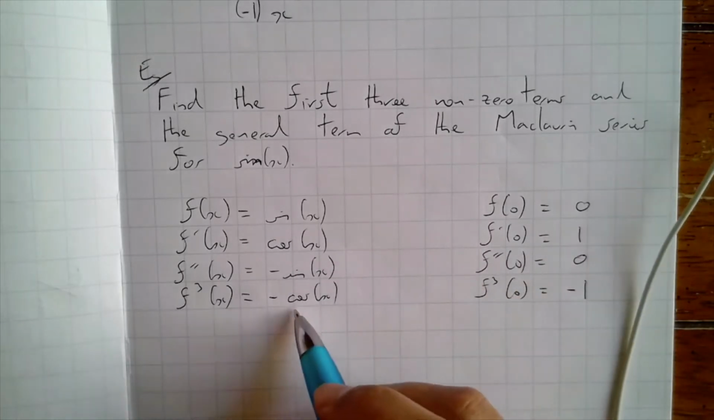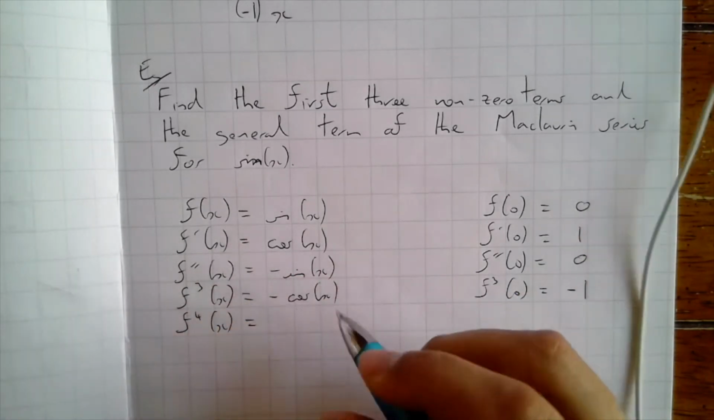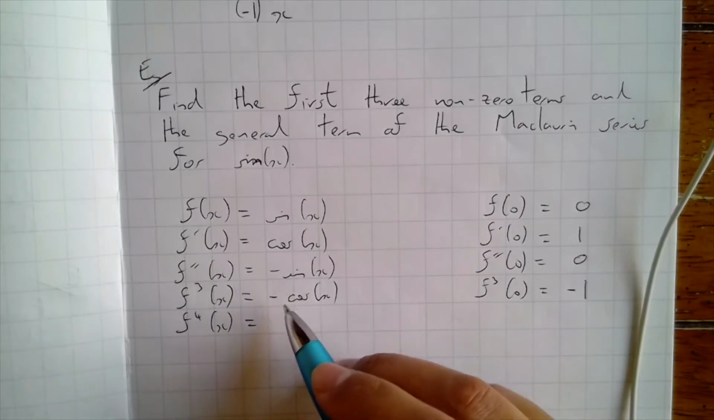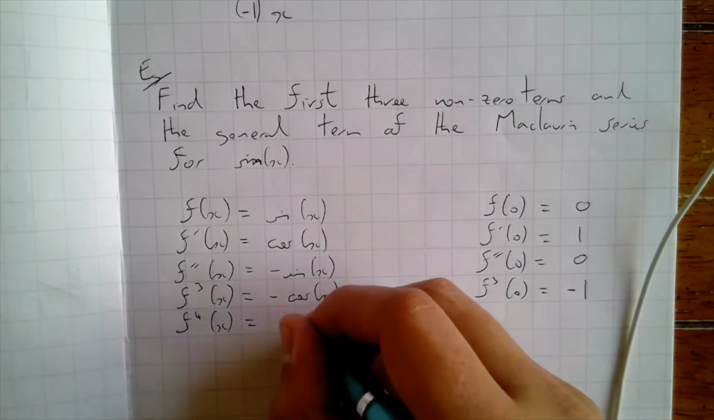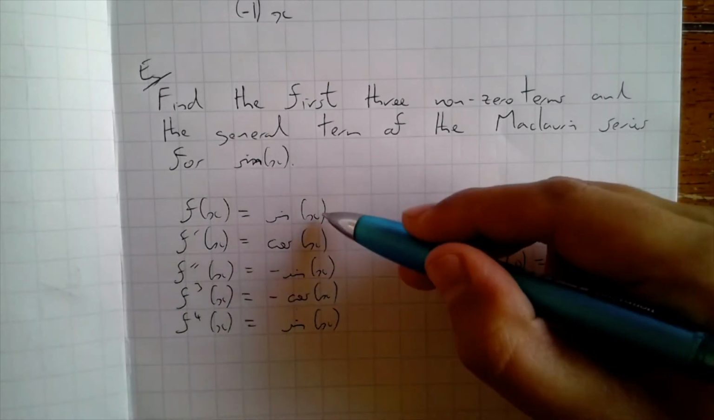If I now differentiate this, hopefully you'll start to see the pattern now. If I differentiate cos x, I get minus sine x. So if I differentiate minus cos x, I get sine x. And I'm back to where I started, at the top here.